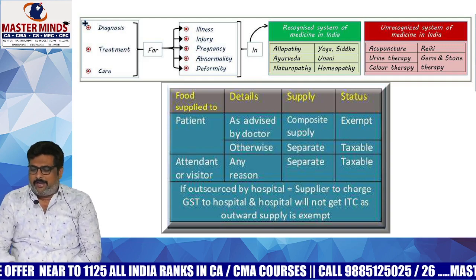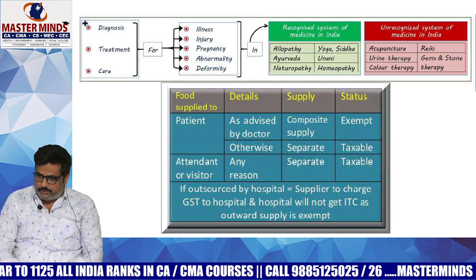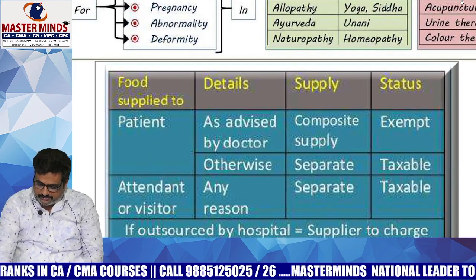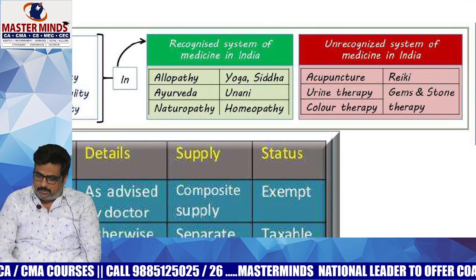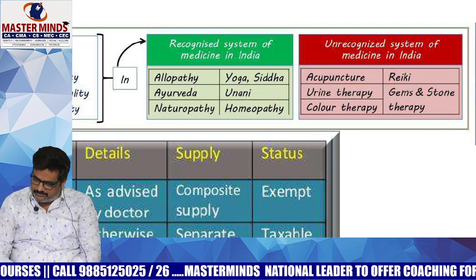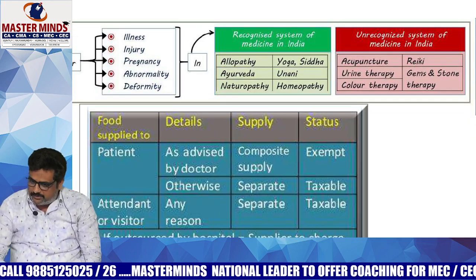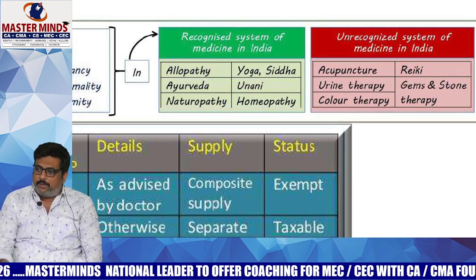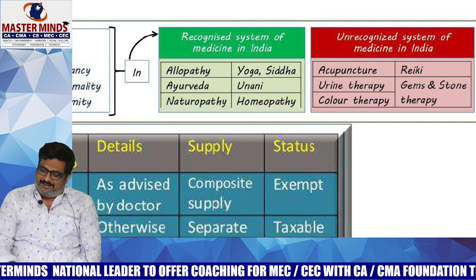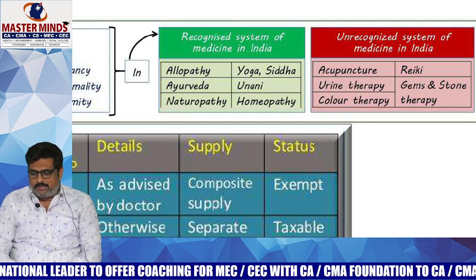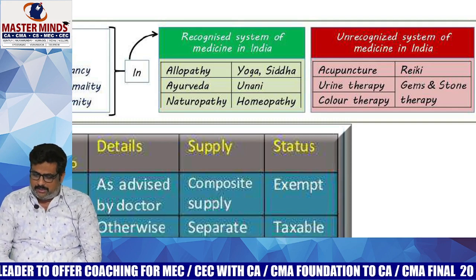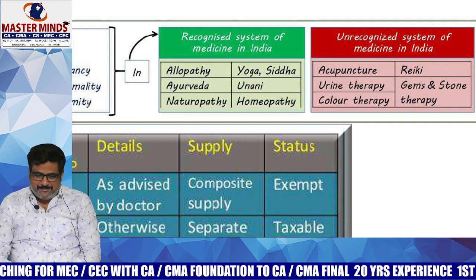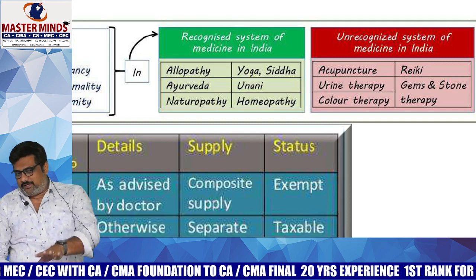The question is here, sir, is every medical system in India exempted? Answer is no, ma. Only if the system of medicine is recognized in India, then it is exempted. Otherwise, it is taxable. Sir, what are the recognized systems of medicine in India? Allopathy, English medicine, and Ayurveda, naturopathy, yoga, siddha, Unani, homeopathy. Unani is nothing but traditional methods, ma, herbal treatment. With respect to homeopathy, already we know. These are the recognized systems.